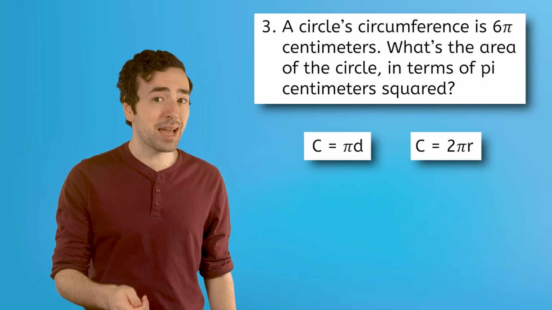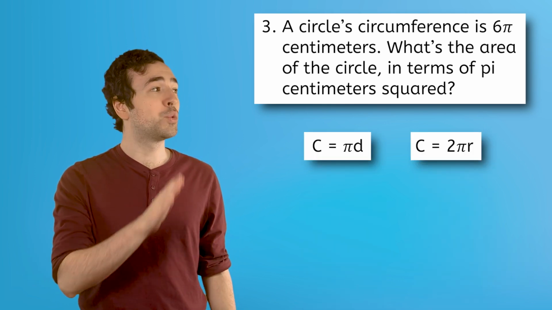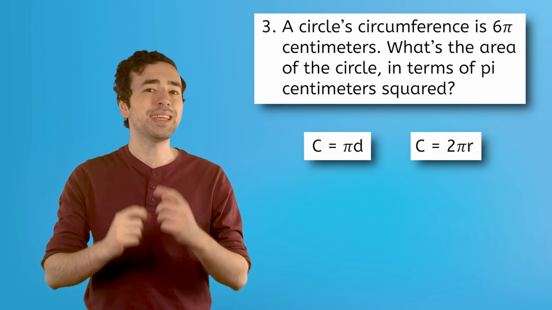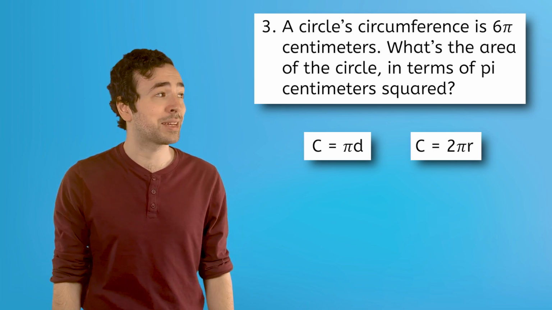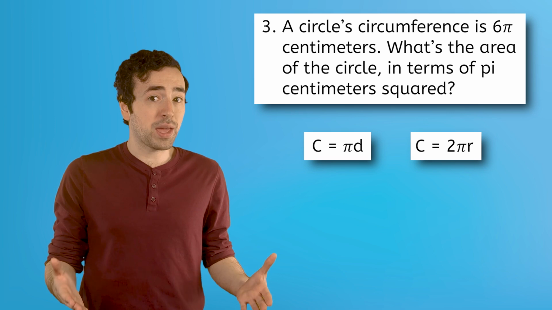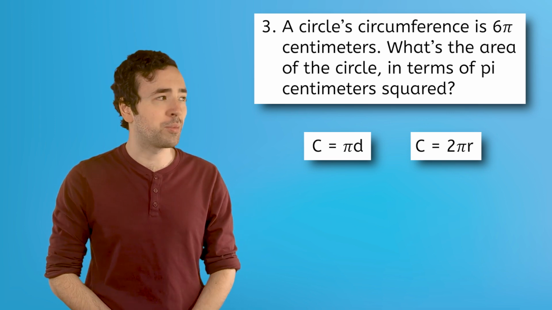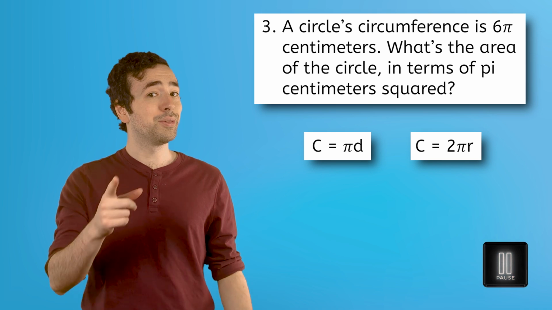When you're given the diameter, the formula is c equals pi times d. And when you're starting with the radius, it's c equals 2 times pi times r. We know the area formula uses the radius, so which circumference formula should we use? Circle your choice.